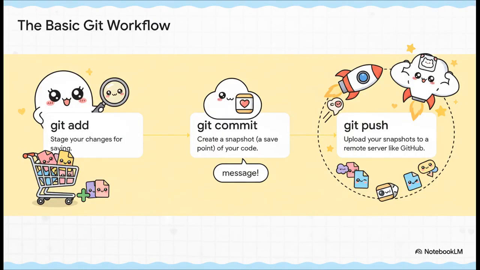The basic flow is actually pretty simple. It's just 3 steps. First, you git add your changes, which is like putting them in a staging area. Then you git commit them, which takes the actual snapshot and lets you add a little note about what you did.